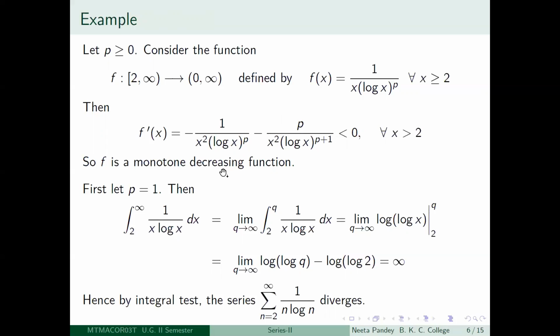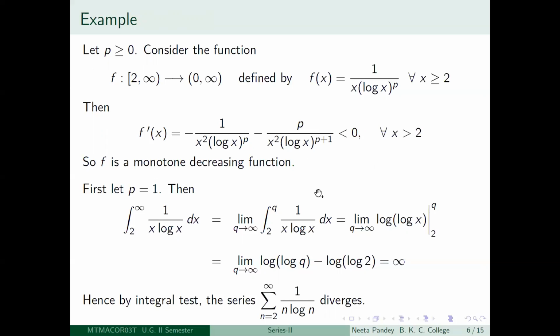So notice all the terms, if you ignore these two signs, are positive here, right? x squared is positive, log x to the power p is positive, because x is greater than or equal to 2, so log x is greater than 0 at least. So you have a positive number and you are taking the exponent also to be a non-negative number, p greater than or equal to 0. So what do you get? You get minus 1 by this whole thing, the derivative is negative, and hence f is a monotone decreasing function.